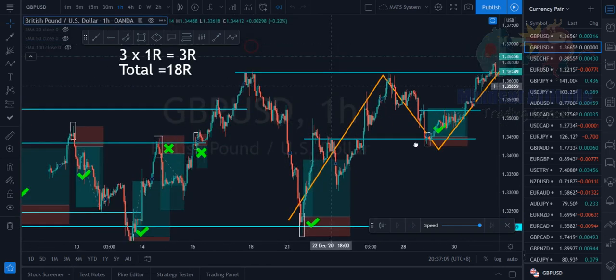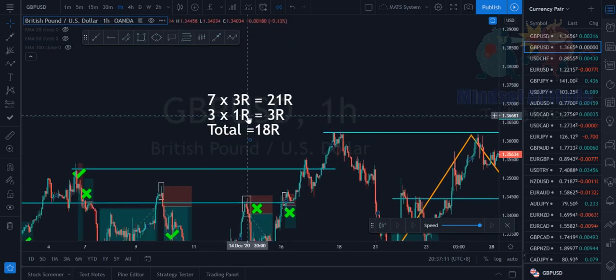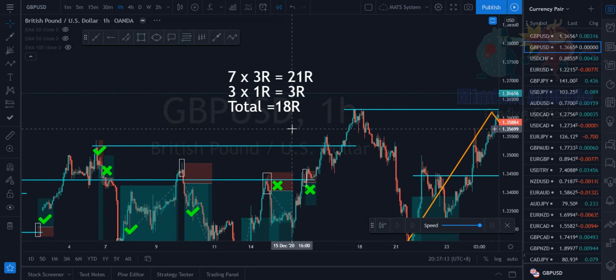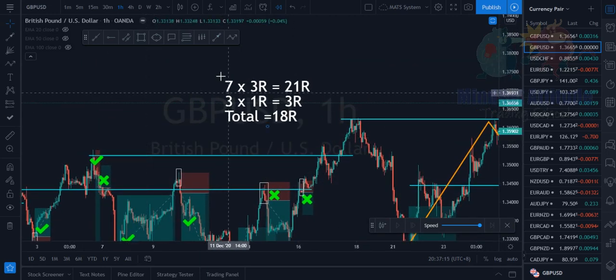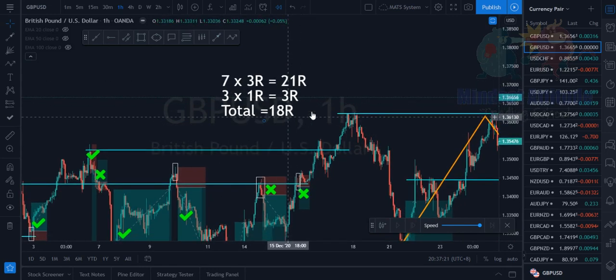You see, this is my result for December 2020. The whole month. I have 7 winning setups with 3R. I got 3 losing with 1R. I still gain about 18R.